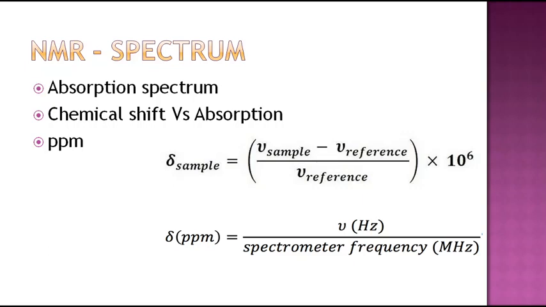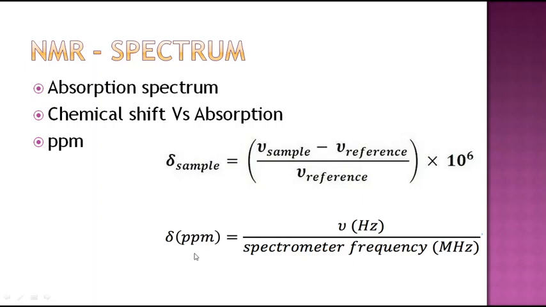It is an absorption spectrum. The graph drawn between chemical shift versus absorption is called an NMR spectrum. On the x-axis we take ppm, that is called chemical shift in ppm, and absorption on the y-axis. The chemical shift value is calculated using this formula: the frequency of the sample minus the frequency of the reference, multiplied by 10 to the power 6. This is how we get the value in ppm, that is the delta value.